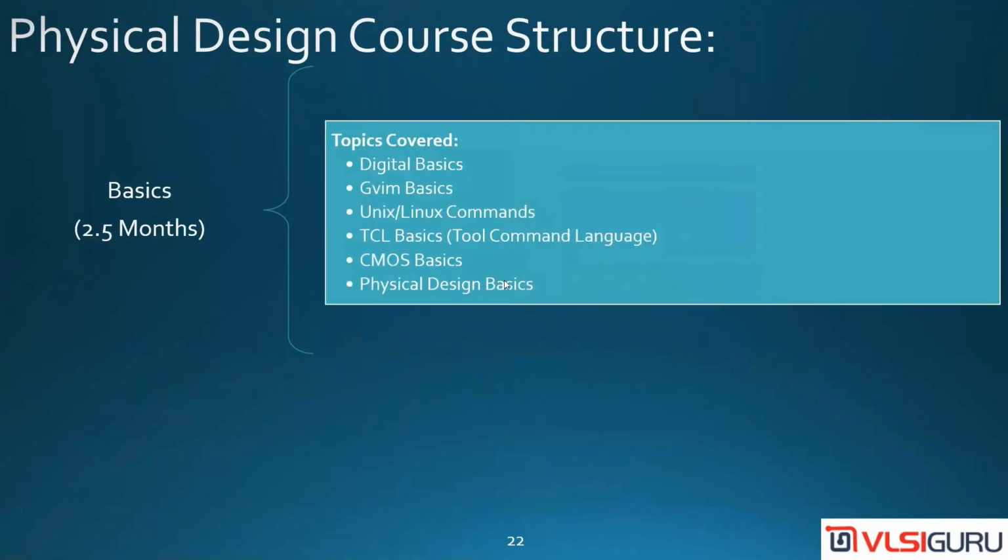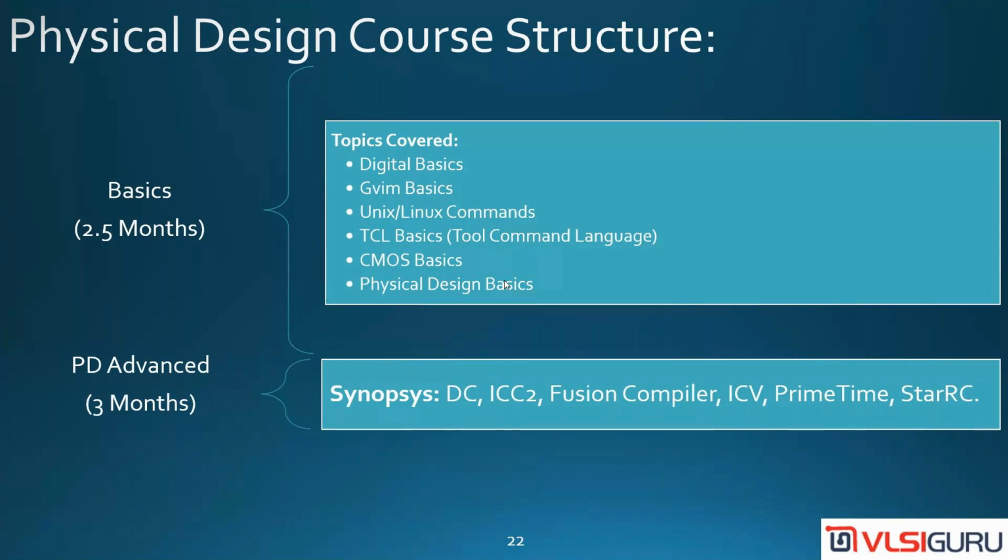See, our course is divided into two topics. One is basics and one is advanced physical design, right? The total course duration is 6 months. Here it is accounting for 5, 5.5 months, but total duration is six. It may extend to 6 months, right? So 2.5 months is for basics. What we cover in basics is what is very essential for physical design, which you have to know before going to the advanced class. Those basics are covered.